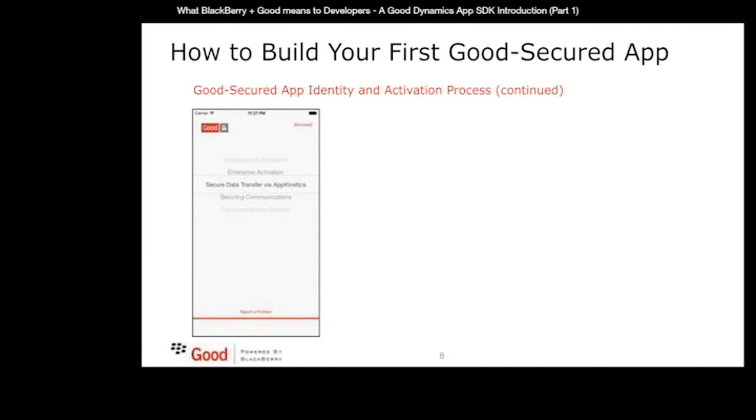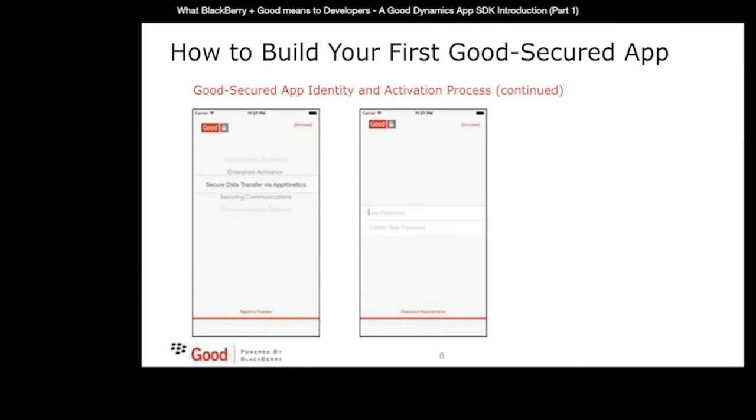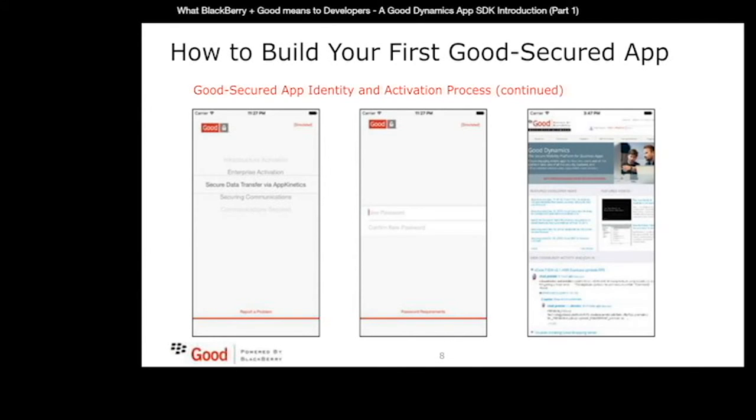We'll go through a bunch of steps. It will contact the GD infrastructure behind the scenes and allow the application to be on the GD platform. After that, the user will have to set their own password for the app, and then this is the app's launch page for loading the Good Dynamics Developer Network page.